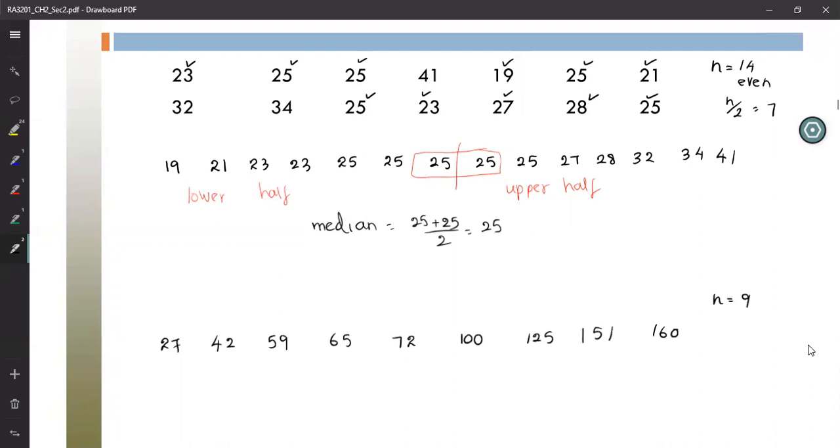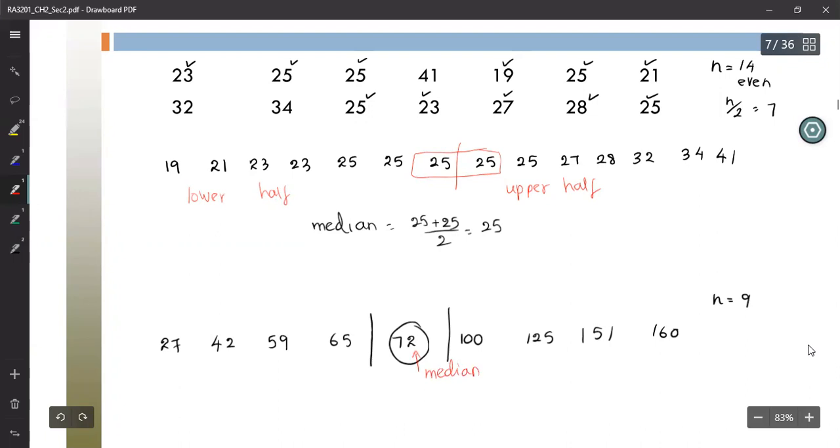So if you divide it by 2, it will be 4.5. So which means you leave 4 observations to the left, 4 observations to the right. Now you have the exact midpoint, 72. So 72 is your median. Okay, so I guess this is very clear to you, right? The main thing that you have to remember is you have to order the data set and then you can find the midpoint. Depending on the sample size, even or odd, you should be able to figure out the midpoint.